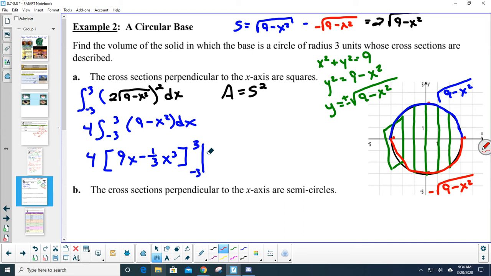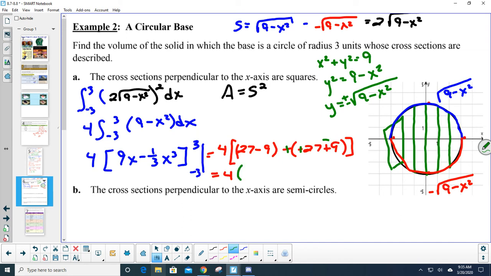Okay. Now I'm going to finish this out, because we have 2 numbers here, to make it a little more challenging. I'm going to put the 3 in. I get 27 minus, 3 cubed is 27, 27 divided by 3 is 9. Minus, now I'm going to put in the -3. If I put a -3 in right here, I get a negative 27 divided by a -3 is a positive 9. And that 4 is just sitting out there till I get done. So I'm going to distribute, make that a minus.